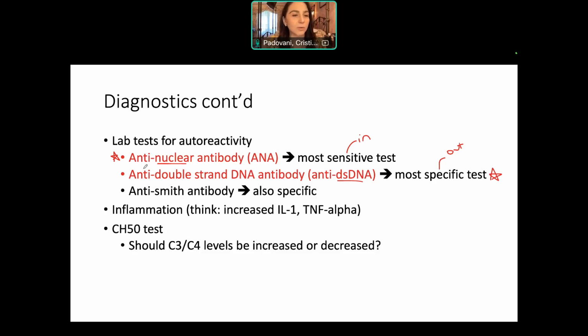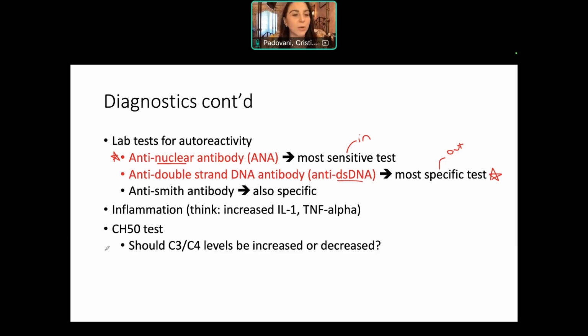Anti-Smith antibody, this is also another one that you can see for lupus patients. It's also another specific one, just wanted to put it out there. Other things that you see with lupus, you have inflammation. So think your markers of inflammation. Think of your pyrogens, right? Like things that trigger a fever. So IL-1, TNF alpha, these will all be increased in lupus because there's tons of inflammation.